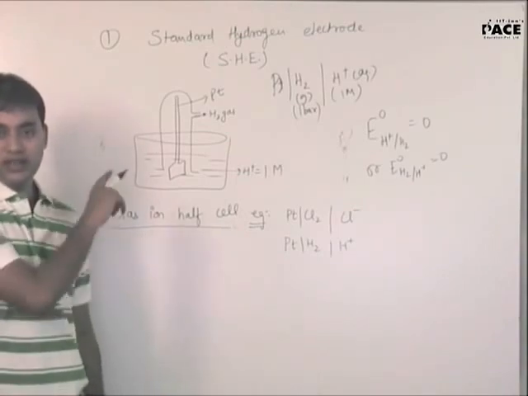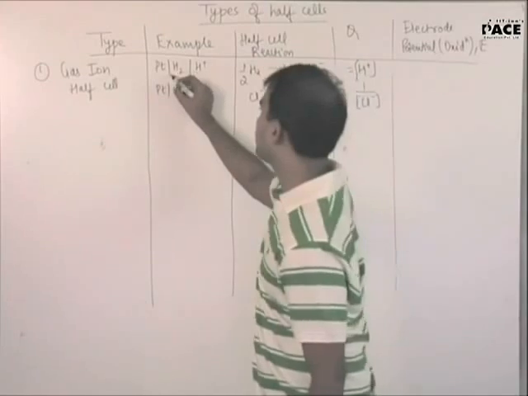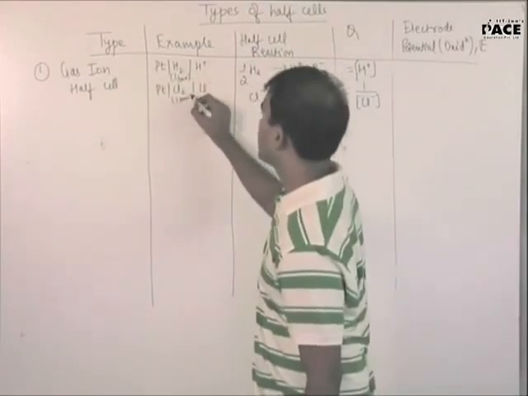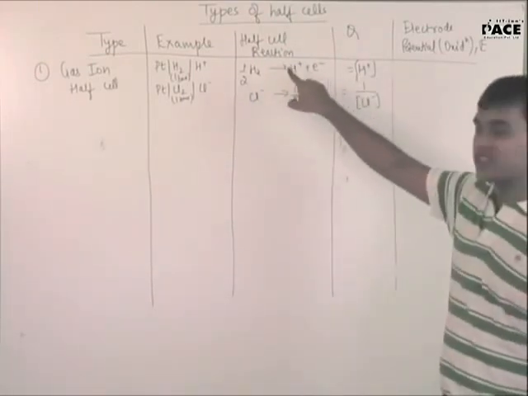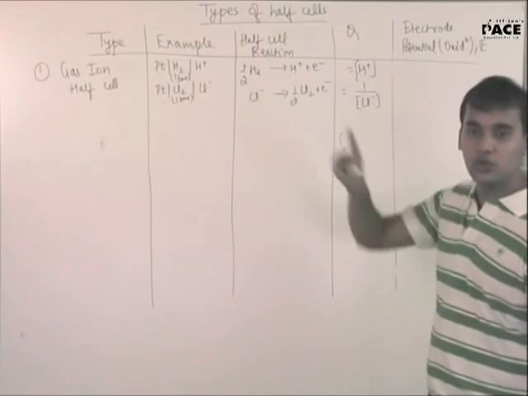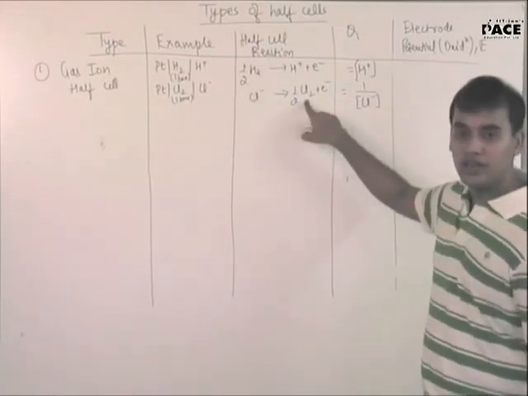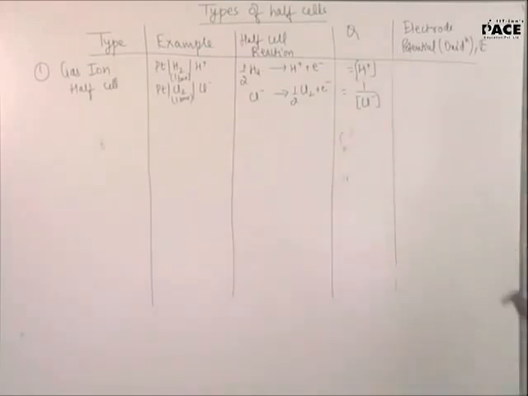Just copy it once, then I will draw the table. See, all the gases are taken to be at 1 bar or 1 atm. That's why if you write the Q value for this, it will be H plus by PH2. PH2 is nothing but 1. Or Cl2 pressure divided by Cl minus. That's why the Q value is 1 by Cl minus.